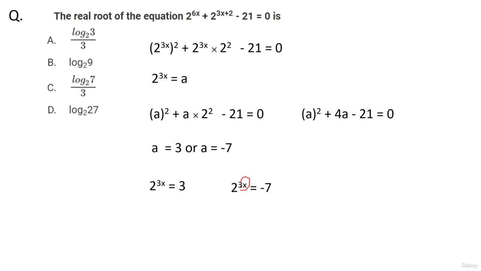Even if the value of x becomes negative, in this case, if the index becomes negative, 2 raised to something negative will be 1 upon 2 raised to something positive. So this side will always remain positive, right? So it can't be equal to minus 7. Ignore it. So only one part will remain, 2 raised to 3x is equal to 3. That means log of 3 to the base 2 is 3x. X is log of 3 to the base 2 divided by 3, and this is your first option.